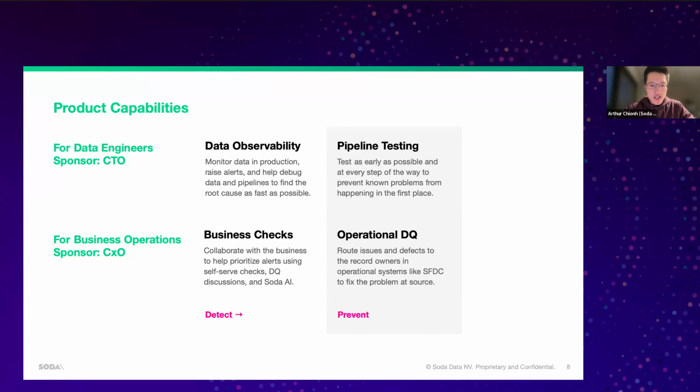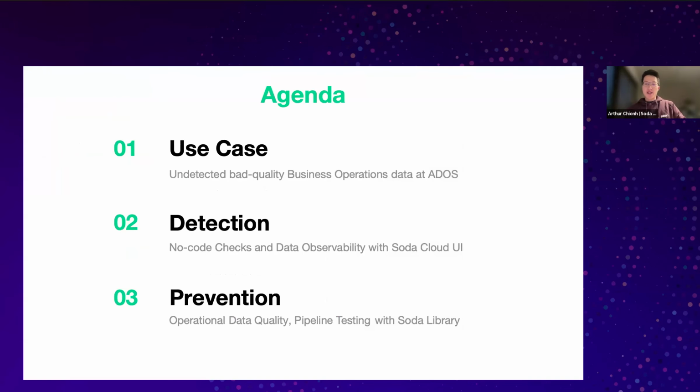And for today, the agenda here. The webinar will be divided into 3 main parts. We'll first have a look at a use case where there is undetected bad quality data in business operations at a company called ADOS, which is where Vivi and I will be fictionally working. After which, we'll have a look at how Soda helps to detect this bad quality data via no-code checks as well as data observability. And finally, not just detection, but we'll also have a look at how Soda can help to prevent data quality issues at ADOS via operational data quality as well as pipeline testing.